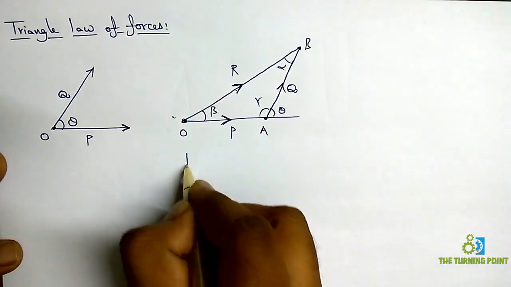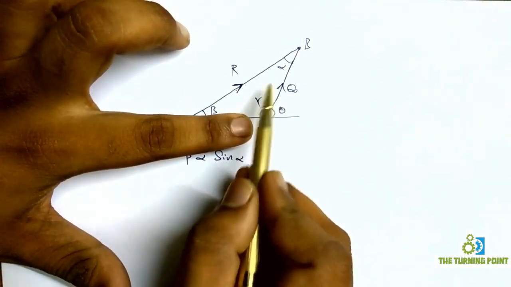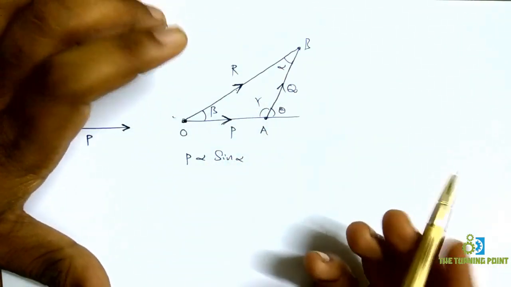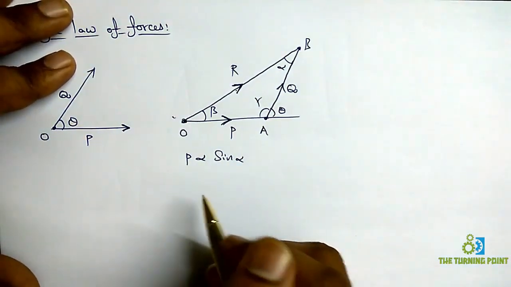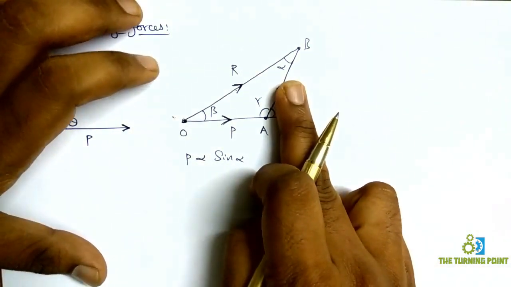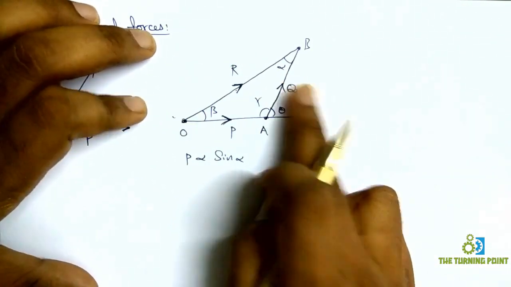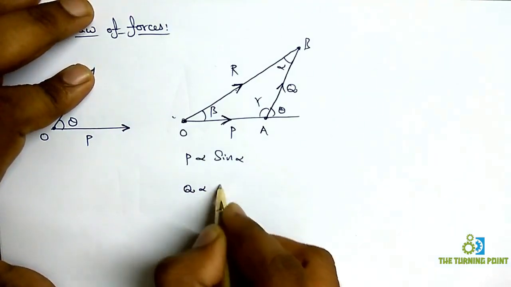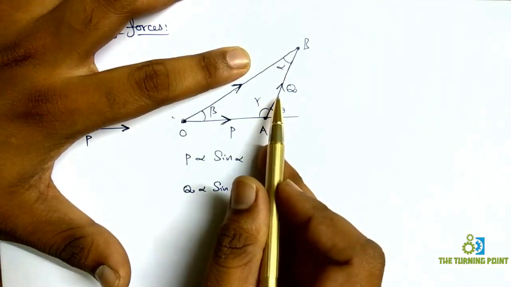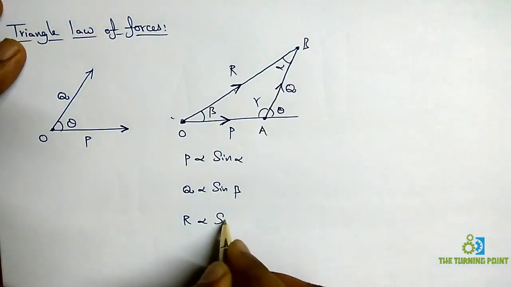So P is directly proportional to sine alpha. Close to P there are only two sides, and the angle between those two sides is alpha. That means P is directly proportional to sine alpha. If you observe Q here, close to Q there are two sides, and the angle between those two sides is beta. So Q is directly proportional to sine beta. Similarly, close to R there are two forces P and Q, and the angle between those two is gamma. So R is directly proportional to sine gamma.